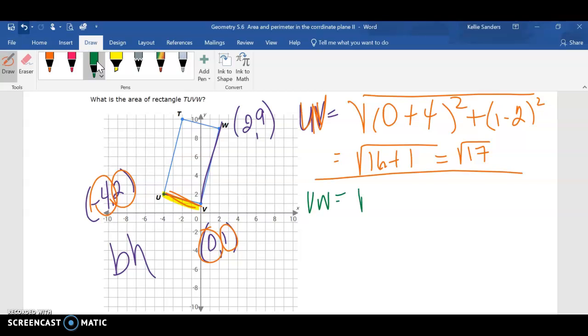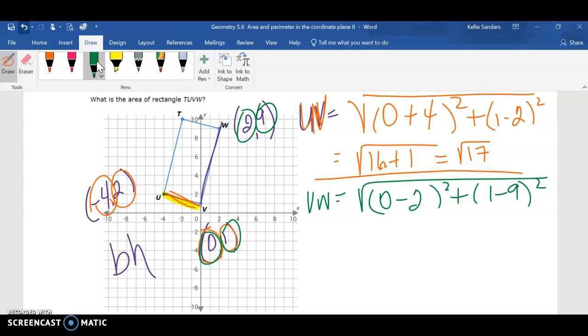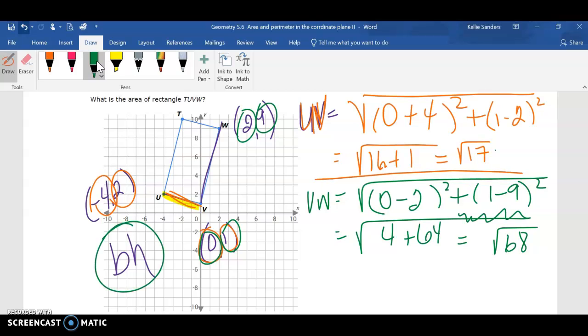VW. 0 minus 2, 1 minus 9. 0 minus 2 is negative 2, negative 2 times negative 2 is 4. 1 minus 9 is negative 8, negative 8 times negative 8 is 64. Square root of 68. So if I'm doing base times height, this is your base, and this is your height.